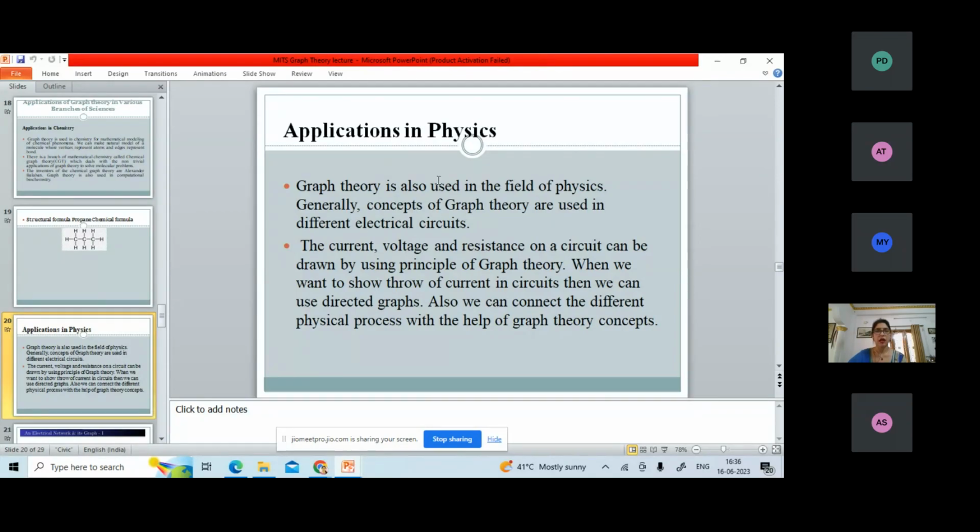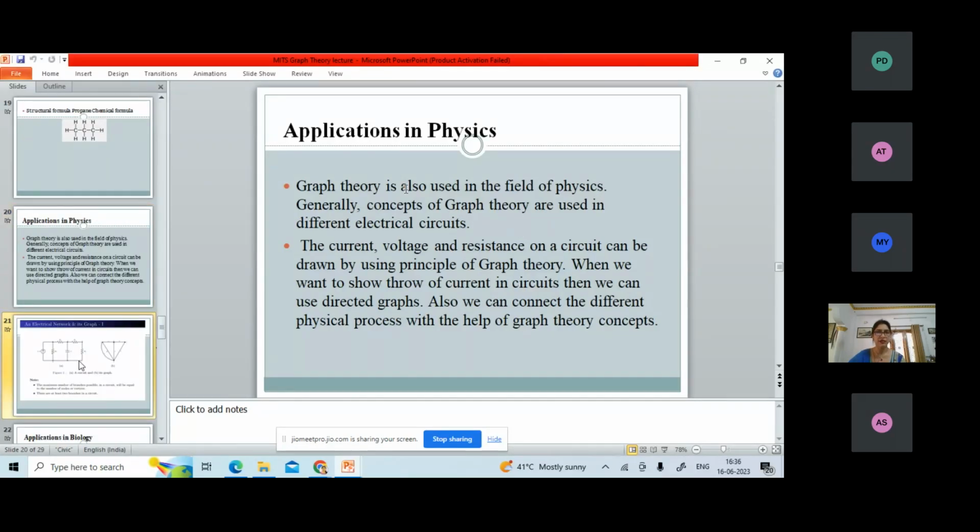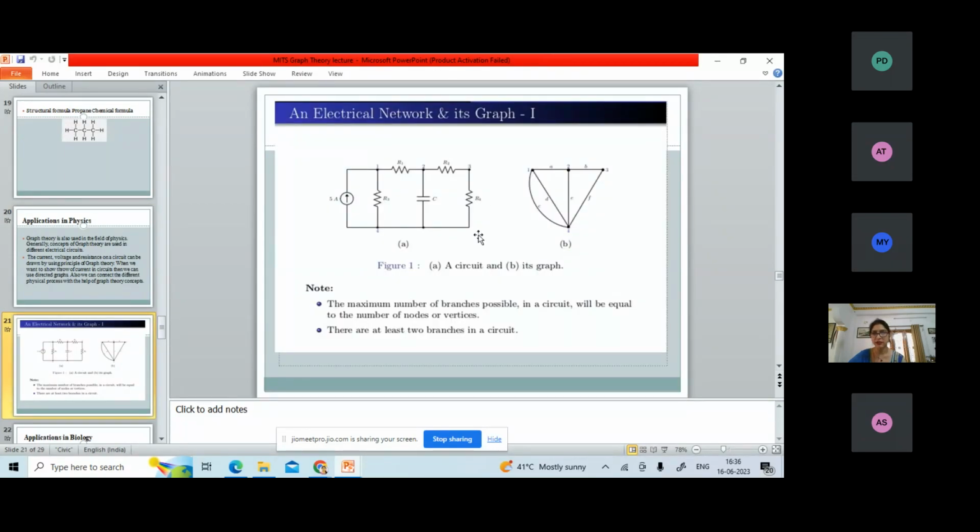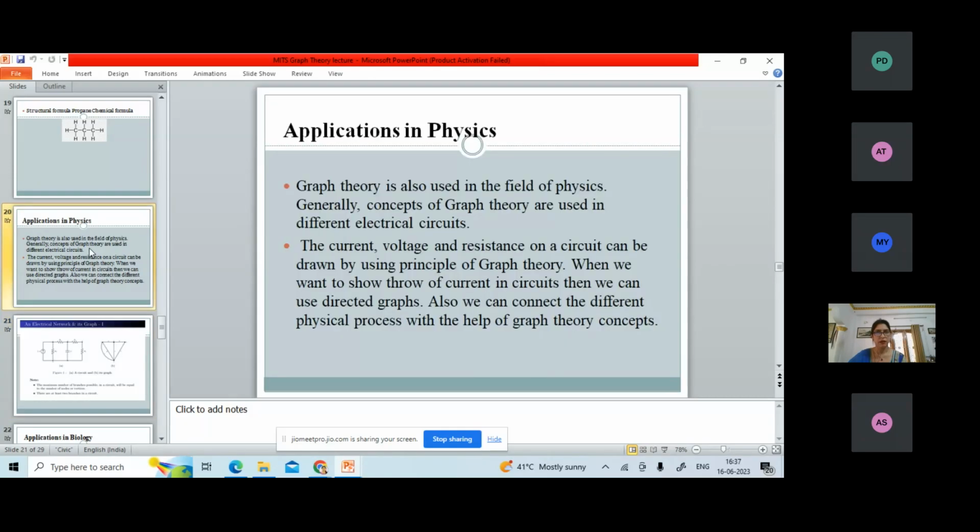Applications in physics. Graph theory is also used in the field of physics. Generally, concepts of graph theory are used in different electrical circuits. These are electrical circuits where R1, R2, the R's are the edges, and the corners, these four corners, are the vertices. The current, voltage and resistance in the circuit can be drawn using the principles of graph theory.